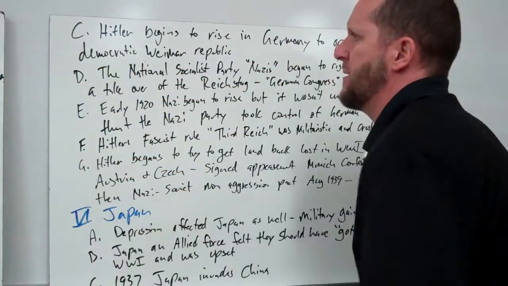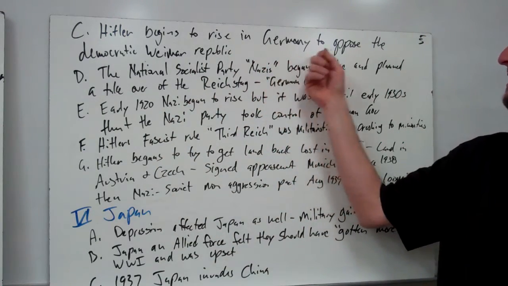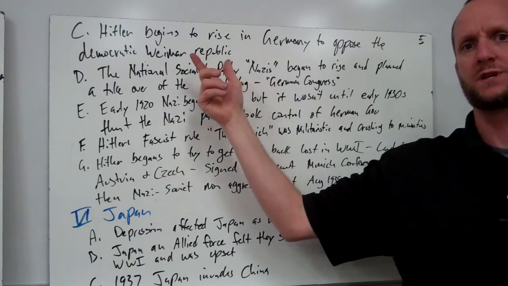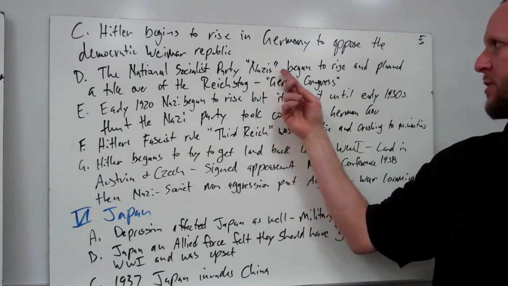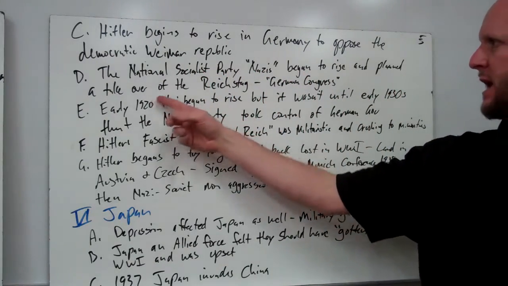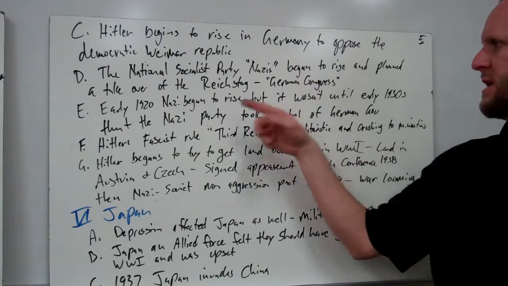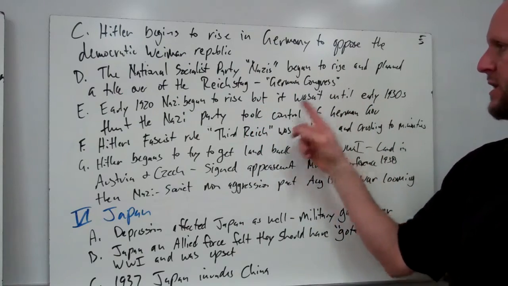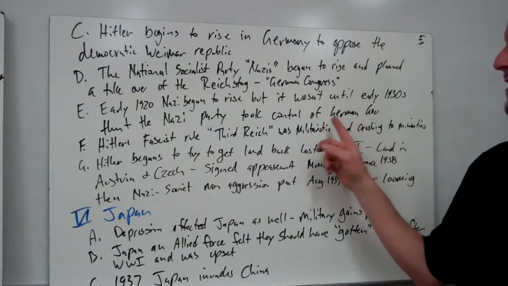At the same time, in Germany, Hitler begins to rise. He opposed the democratic Weimar Republic, which was established after World War I. The National Socialist Party, or Nazi Party, began to rise and planned a takeover of the Reichstag, which is the German Congress. In the early 1920s, the Nazis began to rise, but it wasn't until the early 1930s that the Nazi Party actually took control of the German government.